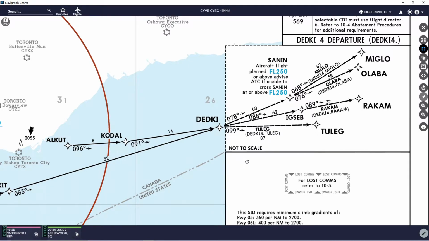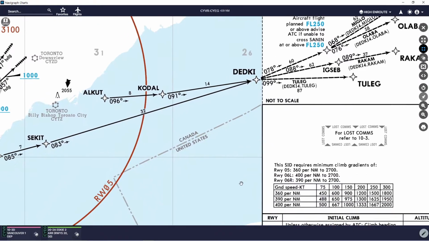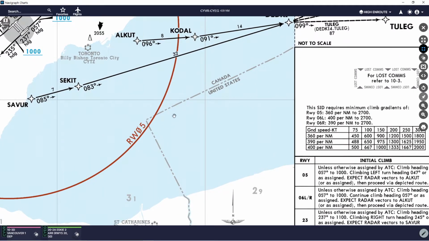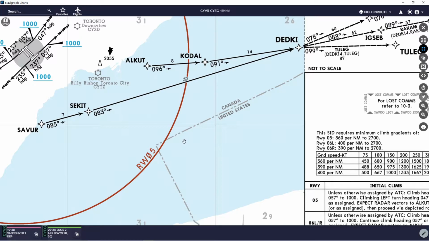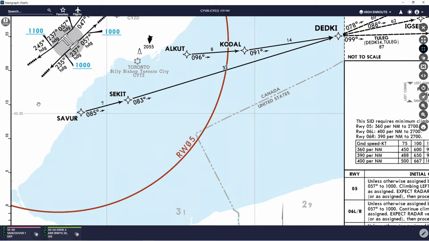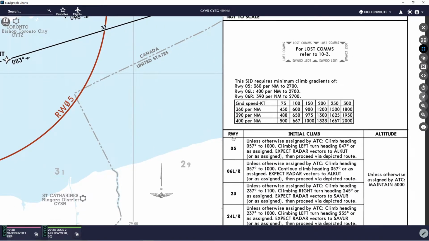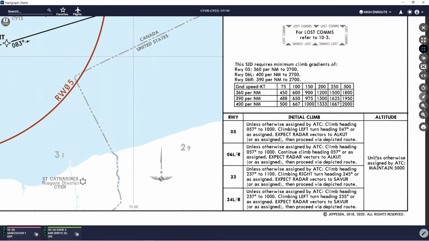You have to make sure you program the right one, and it's going to take you all the way out to that point. And ATC will not give you any lateral guidance unless they need to get you away from another airplane. And that's where you're on the RNAV section of the SID. So they take you from the vectors and then they spit you onto the RNAV section, and then it's all up to you. Just one little note is about altitude: unless otherwise assigned by ATC, maintain 5,000 feet.